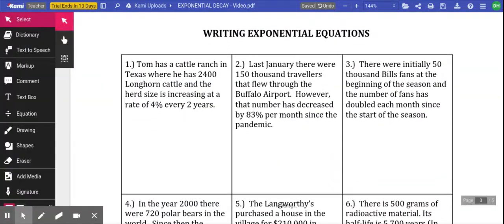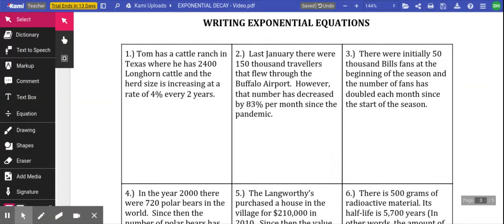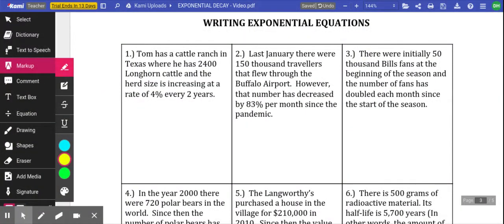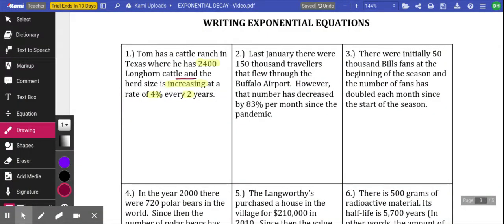Let's take a look at writing some exponential equations and interpreting some scenarios we could run into. Right out of the gate, Tom's got a cattle ranch in Texas where he's got 2,400 longhorn cattle. Sounds like a good life. And that herd size is increasing at a rate of 4% every 2 years. The moment I read increasing, and we've got a percentage involved, that percent is what tells you we're exponential. And increasing means we're using the function a quantity 1 plus r. So this is a growth problem.